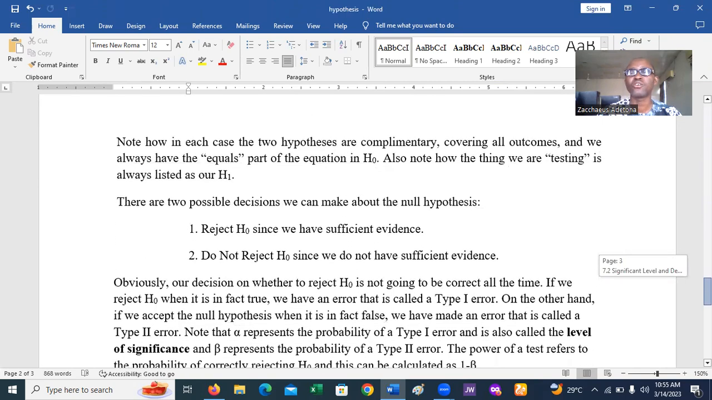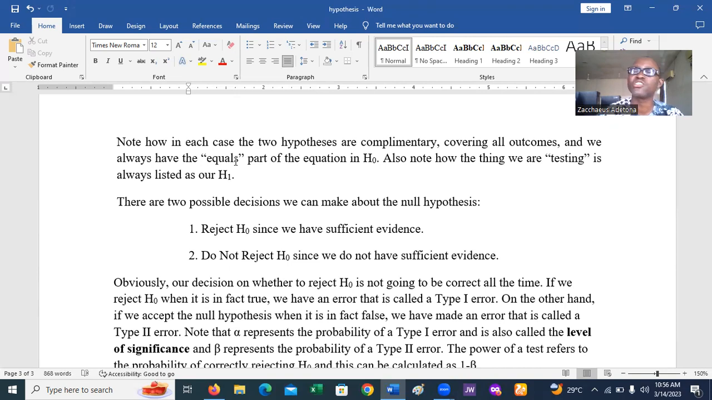So the two of them must be complementary. The H0 and H1 must be complementary, covering all outcomes, and then they have equal parts of the equation. Then, like I've explained, our interest in research, or the matter that we are testing, is always placed as H1, always in the alternative hypothesis.